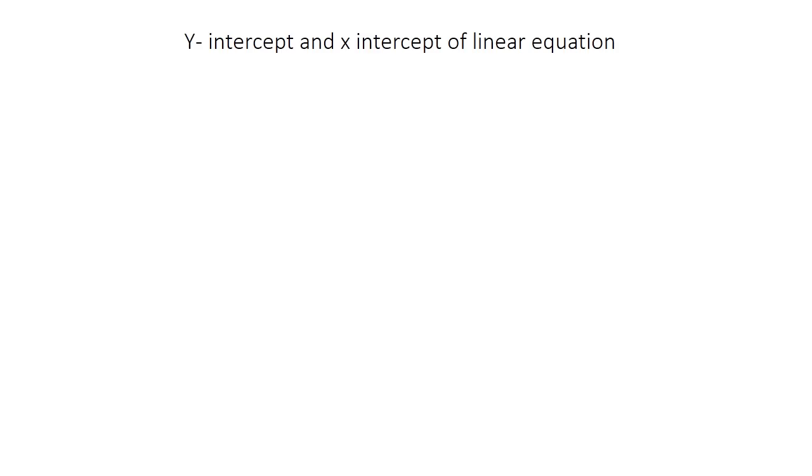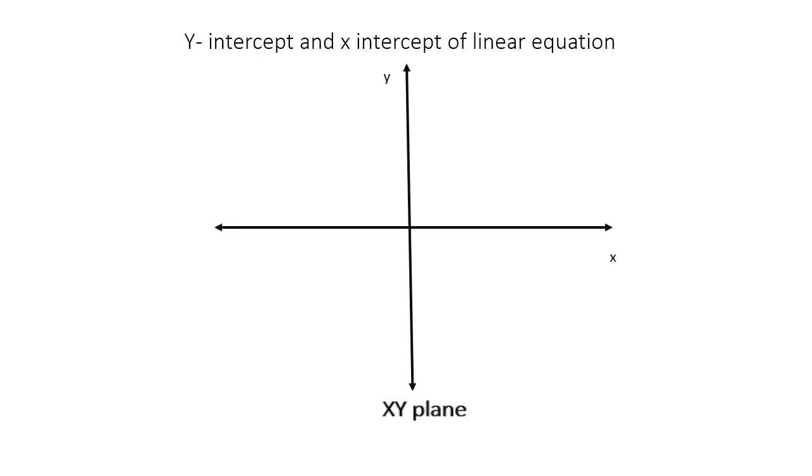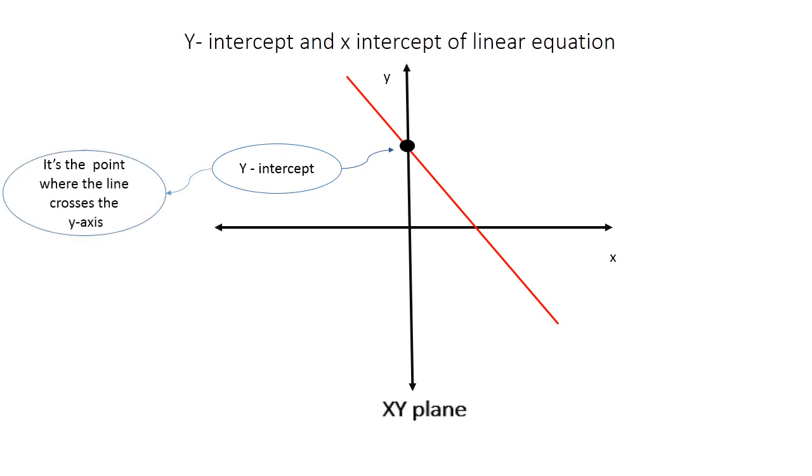To understand y-intercept and x-intercept of linear equation, we will draw an xy plane as shown in figure. Then we will draw a linear equation line which is represented by straight line. There will be two important points that we must take in consideration. The first point is y-intercept, which is the point of intersection between y-axis and the line.